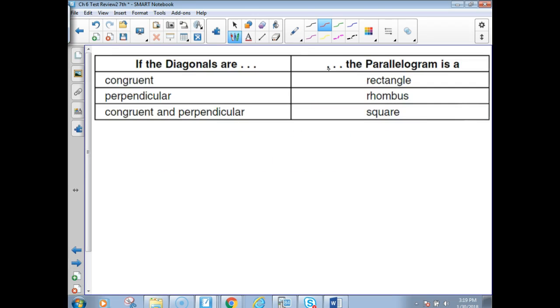If the diagonals are congruent, then that parallelogram must be a rectangle. If the diagonals are perpendicular, it has to be a rhombus, and if they're both, then it has to be a square. That's just a little aside.